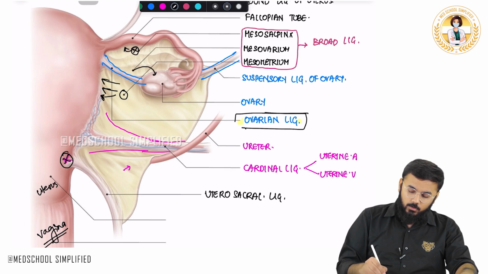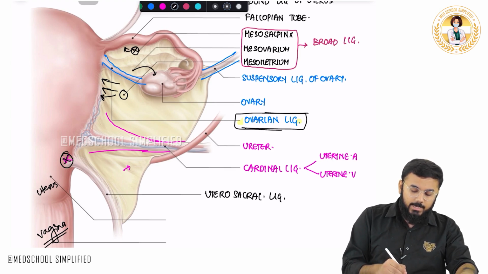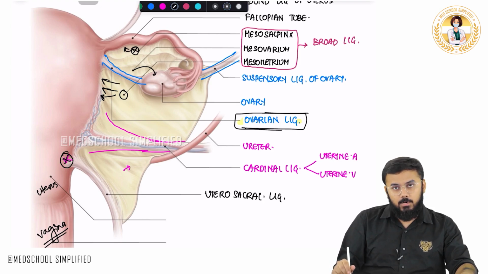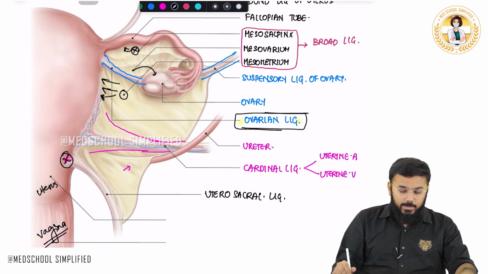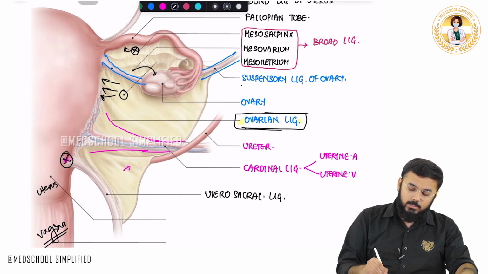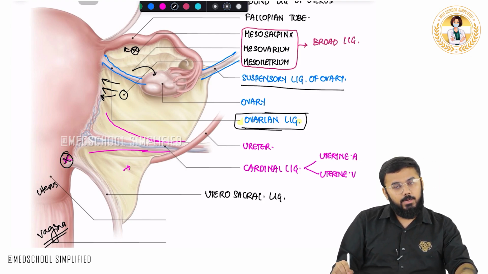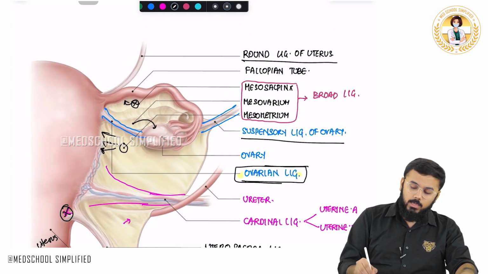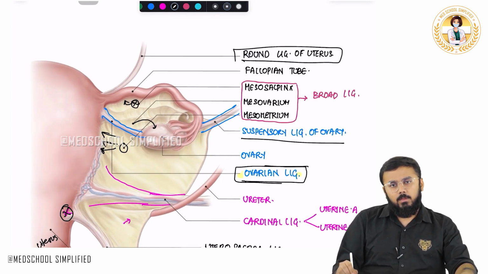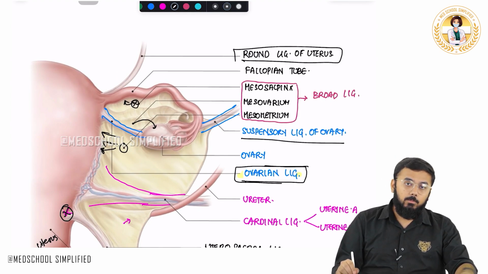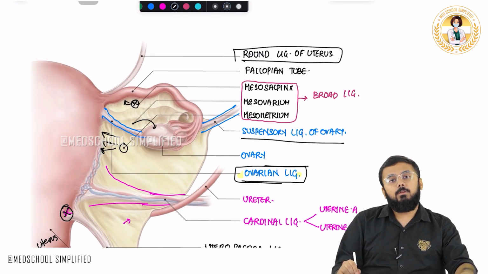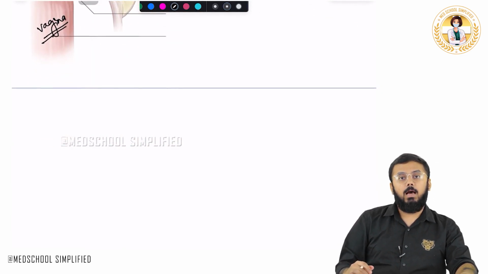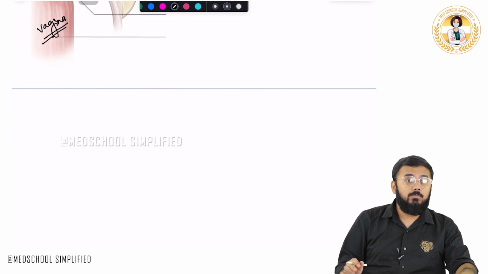So one is your ovarian ligament. Underneath the ovarian ligament, what is it? This yellow color sheet is nothing but your broad ligament. Next, on the other side, the suspensory ligament is also attached, right? And here you see the round ligament of the uterus. So there are three important ligaments: the ovarian ligament, the round ligament, and the suspensory ligament. These are the three ligaments in association with the broad ligament.